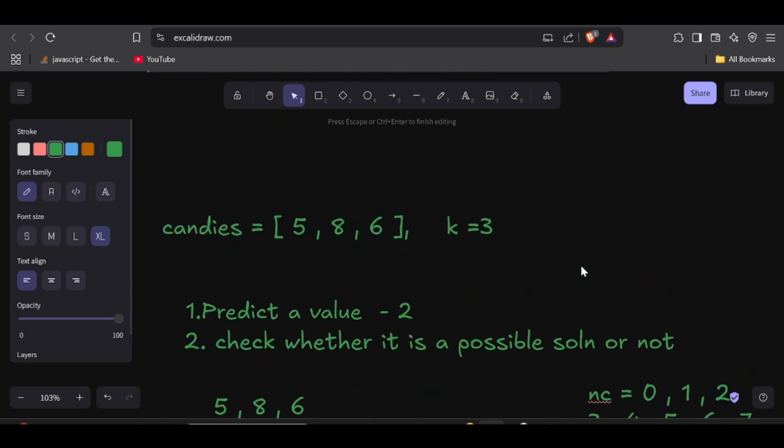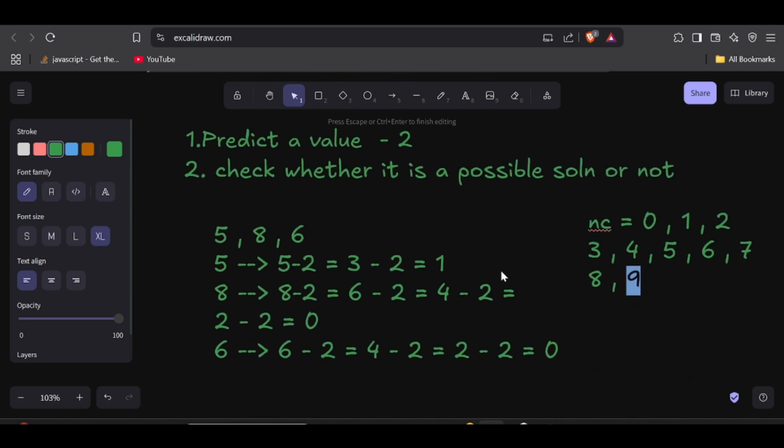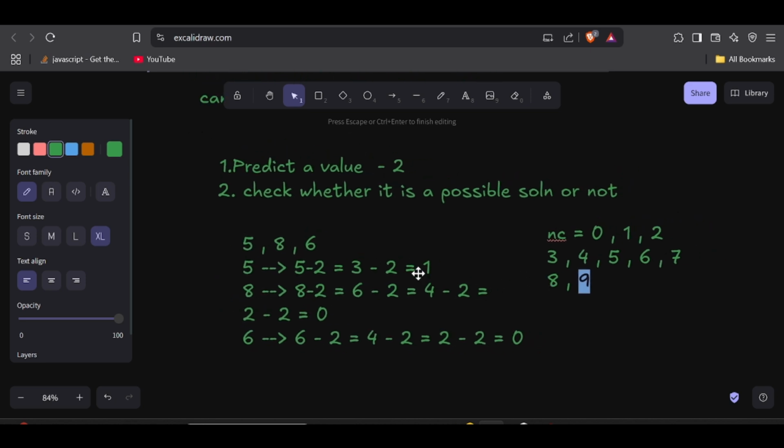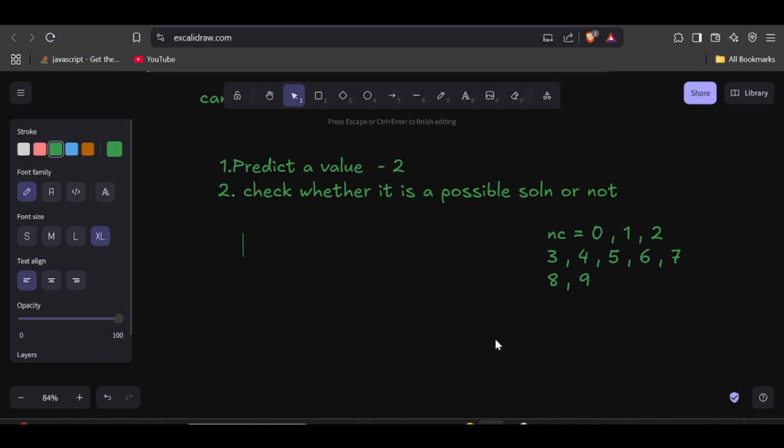So is 9 greater than my K? Yes, it is. So yes, 2 can be my possible solution. It can be my possible solution. Whether it is my solution or not, we will be checking. Okay. So now I know in this question the answer is 5. So now let's again do it by 5.